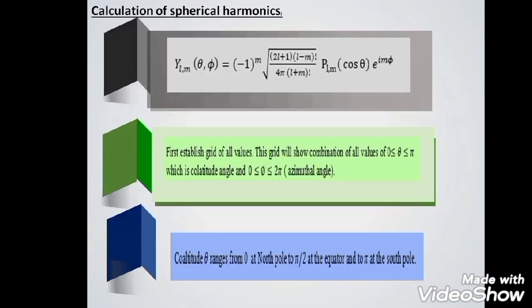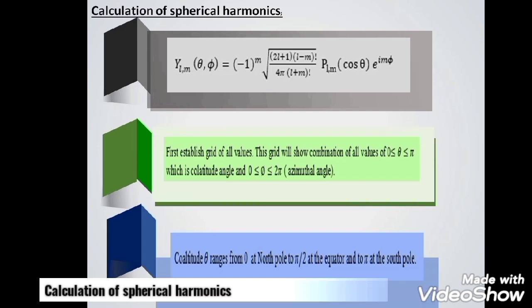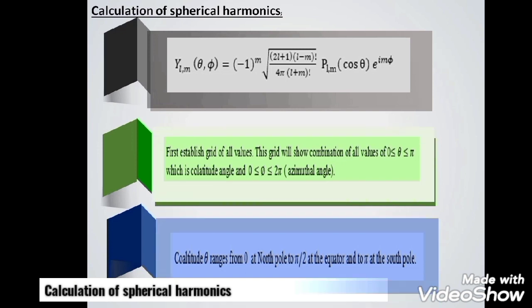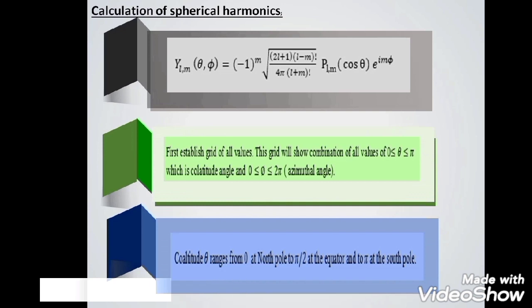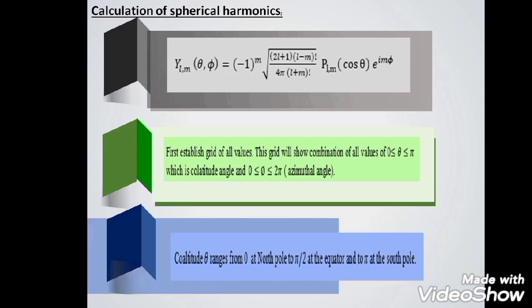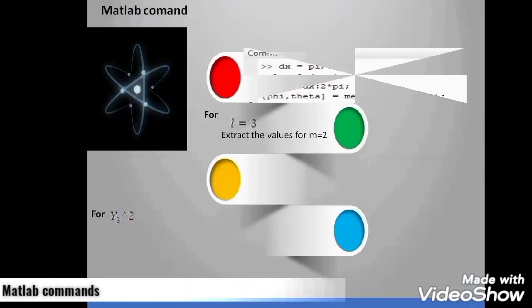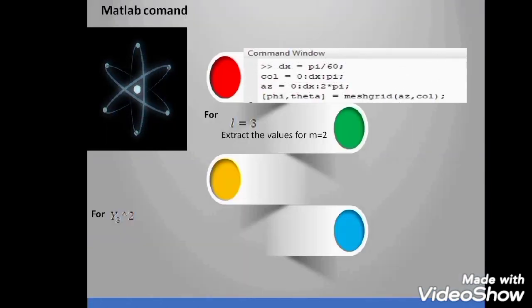The calculation of the spherical harmonics is simple. First we need to establish the grid of all values, and this grid will be the combination of all the values including the azimuthal angle as well. Then the MATLAB commands for this case are shown over here.